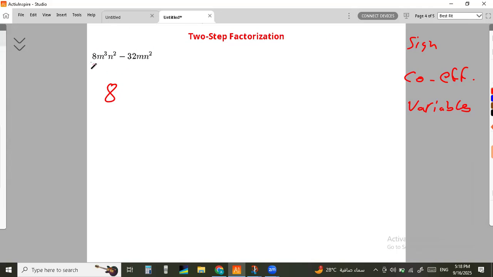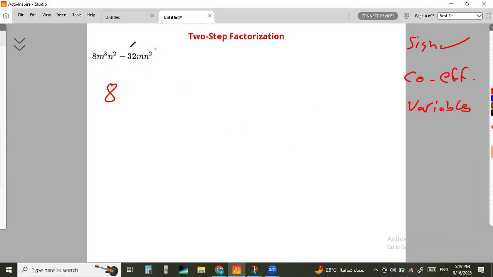Sign? No, mister, there are no common signs. One of them is positive, the other is negative. So thank you. Are there any common coefficients, the highest common factor? Yes, and I took it out. It's 8, the highest common factor. I can take it out of both of them. I can divide both of them by 8, and there is nothing higher than that I can divide it by.